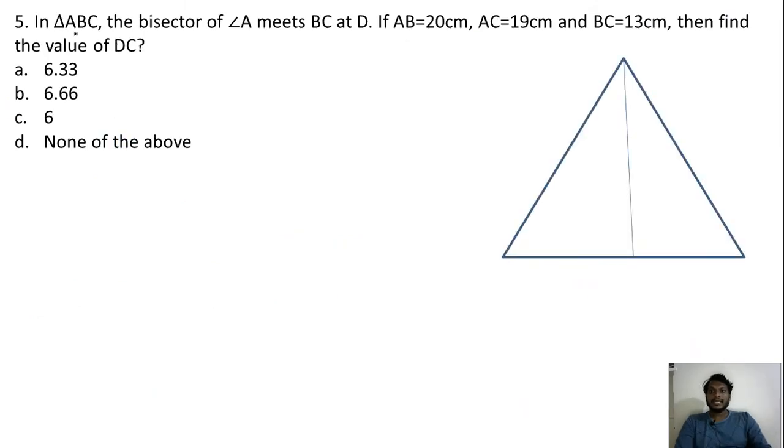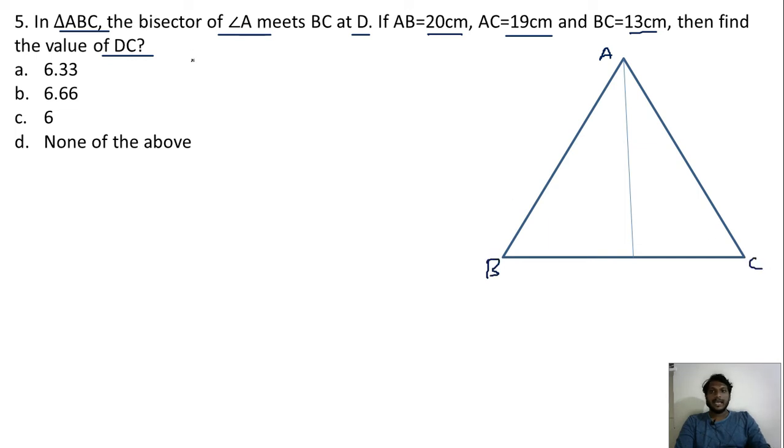In triangle ABC, the bisector of angle A meets BC at point D. If AB is 20 centimeters, AC is 19 centimeters and BC is 13 centimeters, then find the value of DC. Now here is the triangle ABC.